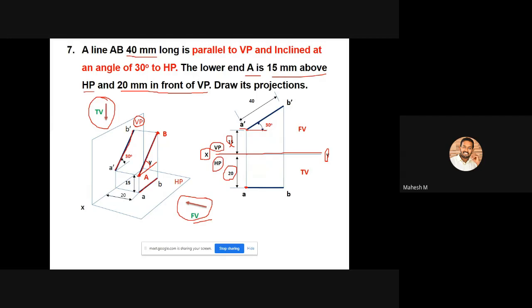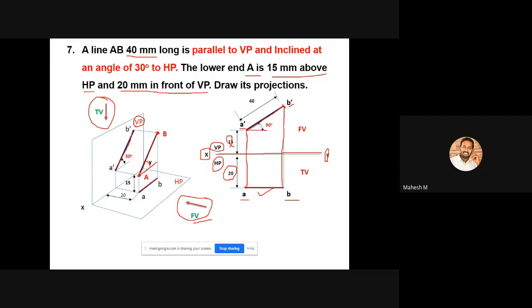Next, you can create the 30 degree inclined line. The length of the line should be 40 mm. This end is called the B point. Since it is a front view, you can mark it as B dash. Now you can project those two ends. You can project the end called A dash, and also the end called B dash. Now you can connect these two points and mark them as A and B. This one is our top view.